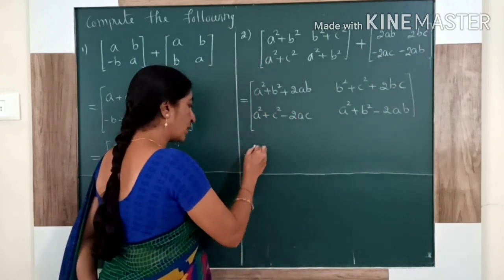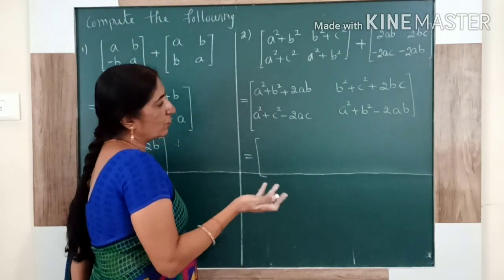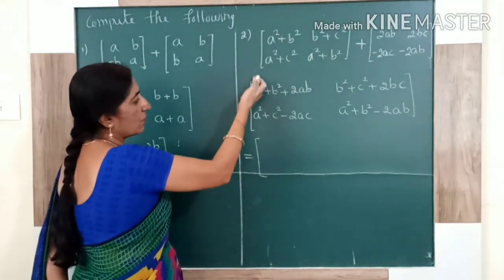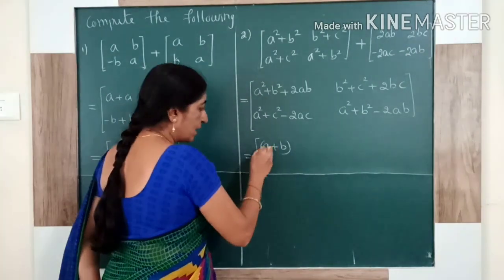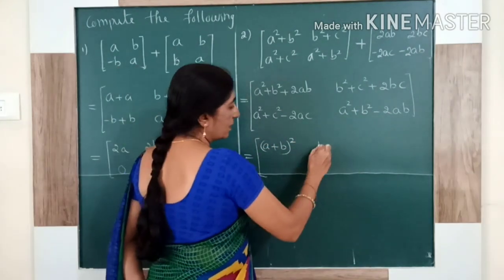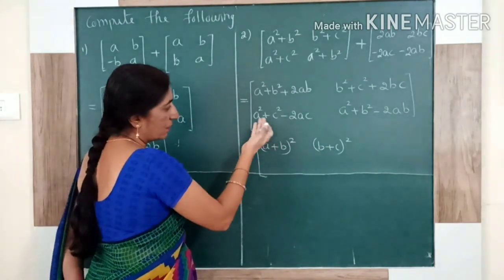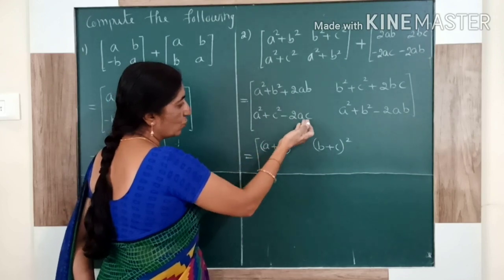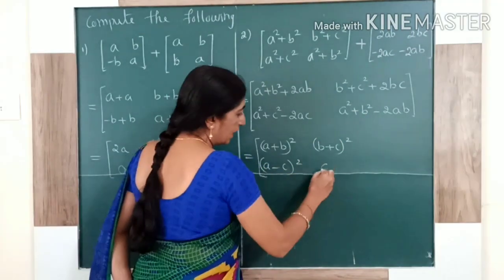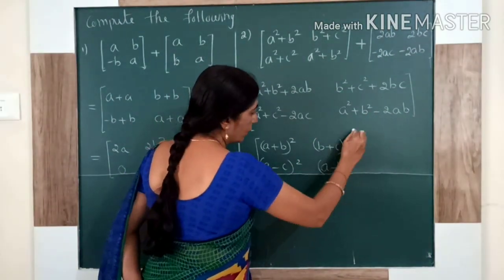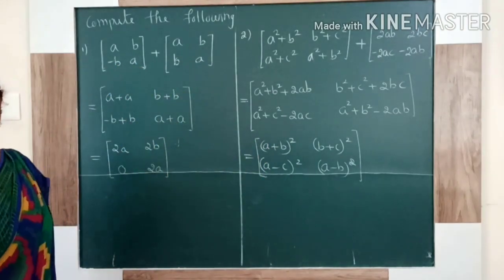If the student wants, they can keep the matrix as it is. But you should be thorough in the formulas here. A square plus B square plus 2AB will be what? A plus B whole square. And here it is B plus C whole square. See, are you familiar with this? Yes. A square plus C square minus 2AC will be A minus C whole square. Similarly, the last one is A minus B whole square. See students, what we did? We are just adding the corresponding elements.